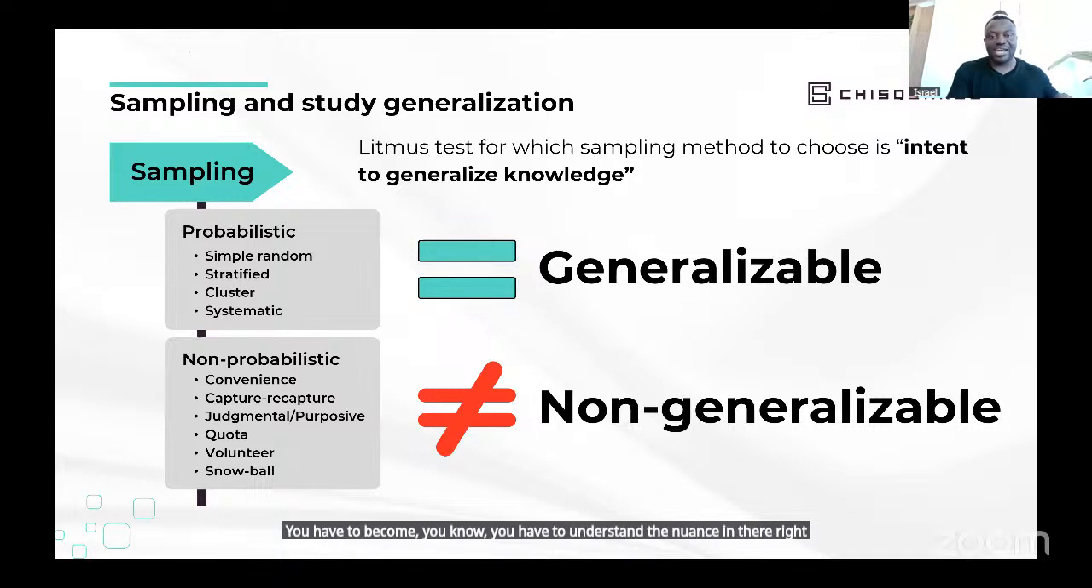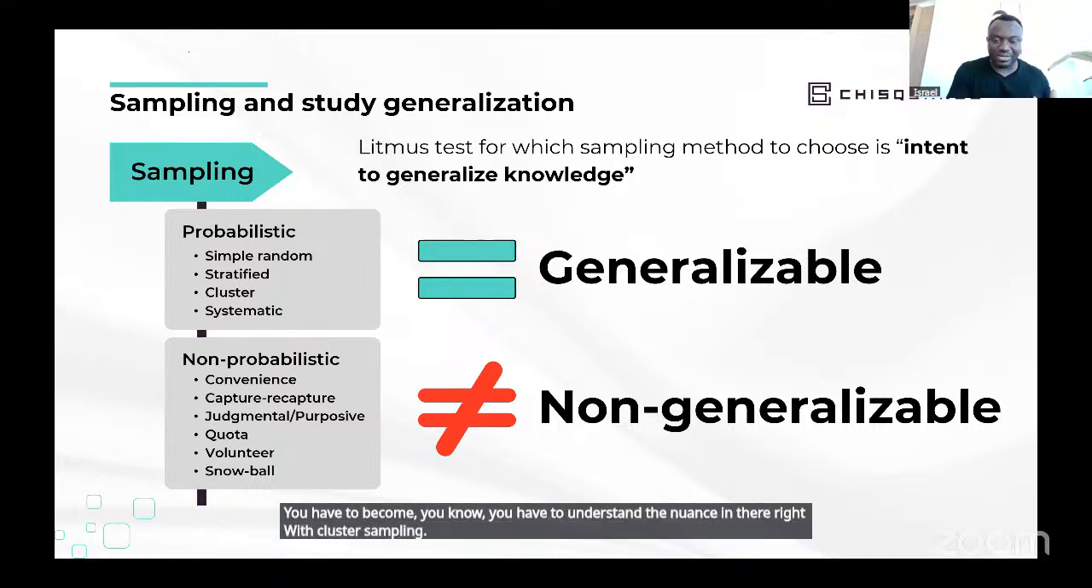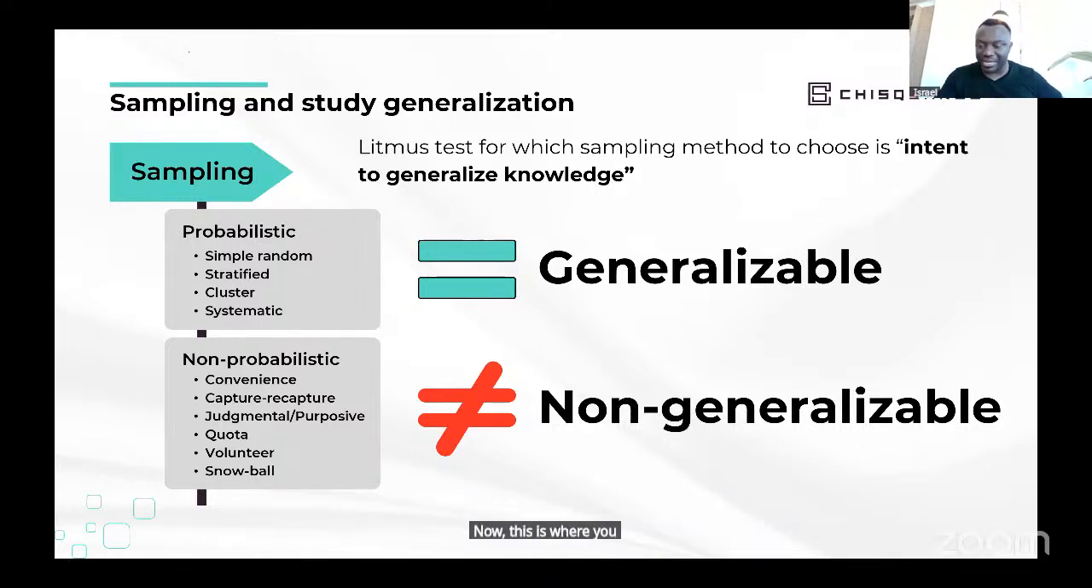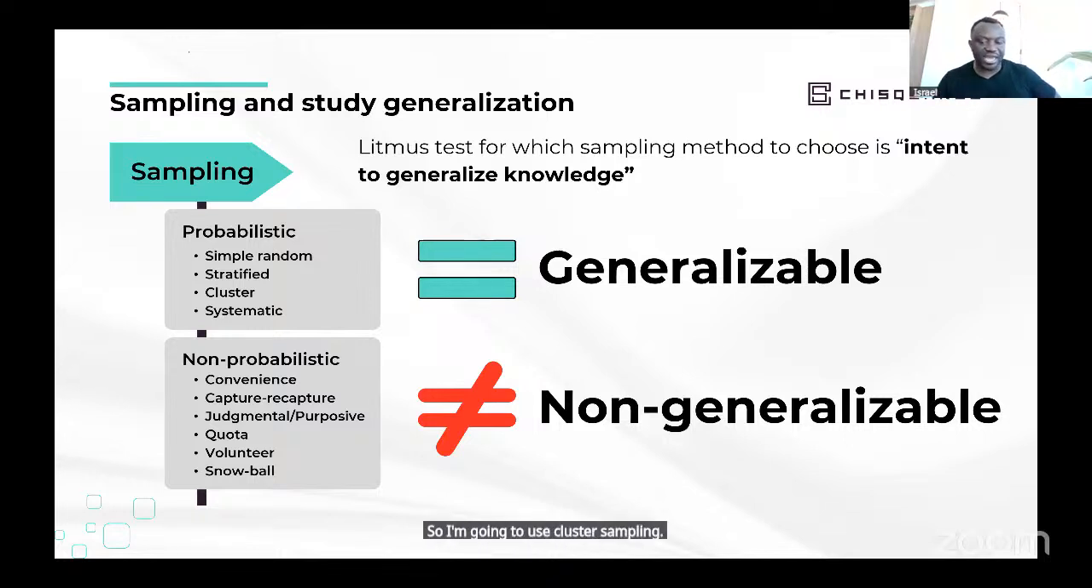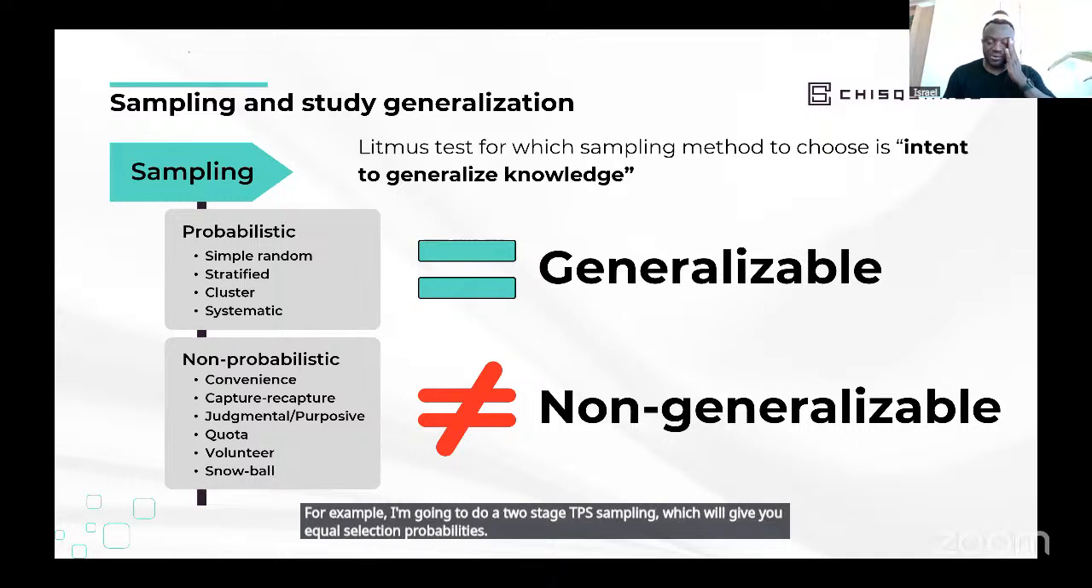With cluster sampling, it can be equal selection probability, or it can be unequal selection probability, depending on how you design it. Now, this is where you, as the expert, come into play with your design chops, right? You can say, okay, for this company, or this country, this survey I've been asked to conduct, I really don't want to worry about weights down the line. So I'm going to use cluster sampling, but in a way that does not require weights, right? So I'm going to make this an equal probability cluster sampling. For example, I'm going to do a 2-stage PPS sampling, which will give you equal selection probabilities, right?